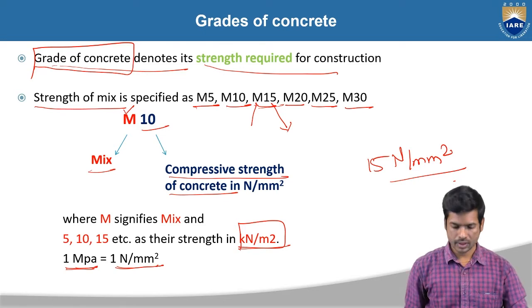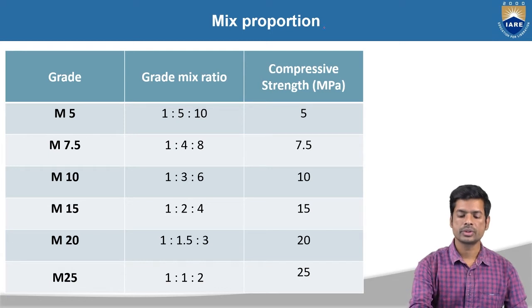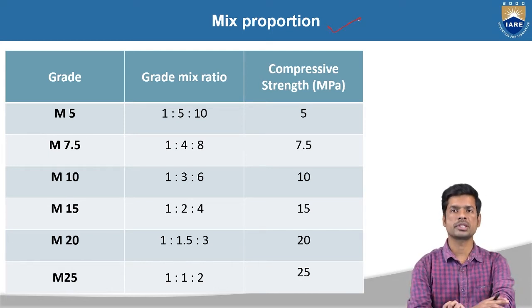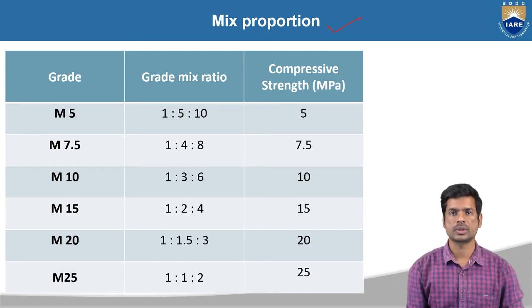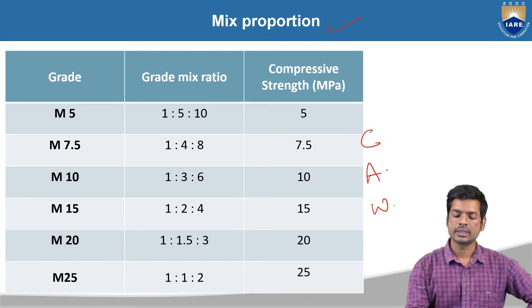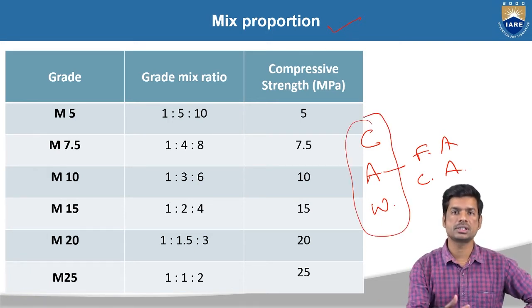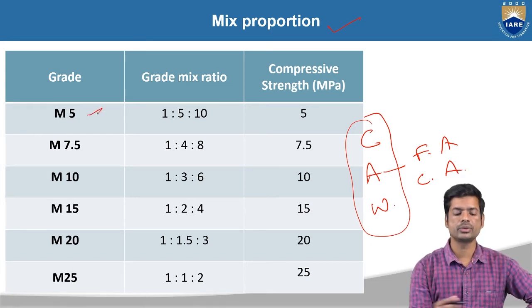And next, for different grades, now we are going to discuss the mix proportion. Mix proportion is nothing but the material proportions, whatever materials we are taking, like cement, aggregate, and water. In aggregates, again we have fine aggregate and coarse aggregate. So what proportions do we have to take for each and every grade? Depending upon the strength, we have divided concrete into different grades.